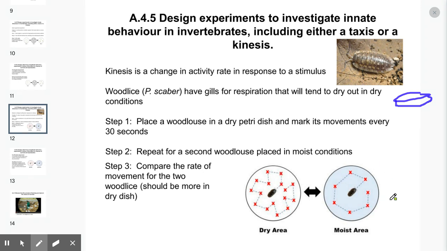However, if we had the same experiment and we had this woodlouse, this bug, in a moist environment, he's like, I'll just take my time. So 30 seconds I was here, another 30 seconds I was here. And you can see over the time, this organism didn't move as much. So that's a good way to measure if the innate response is a result of kinesis, which is that random movement.